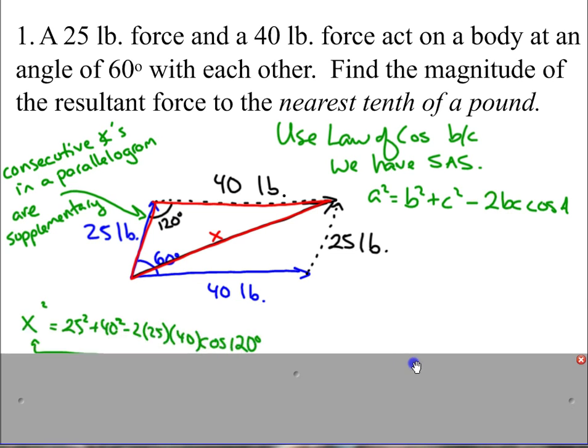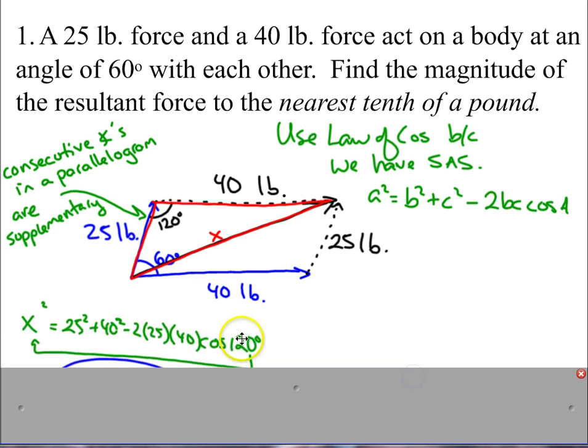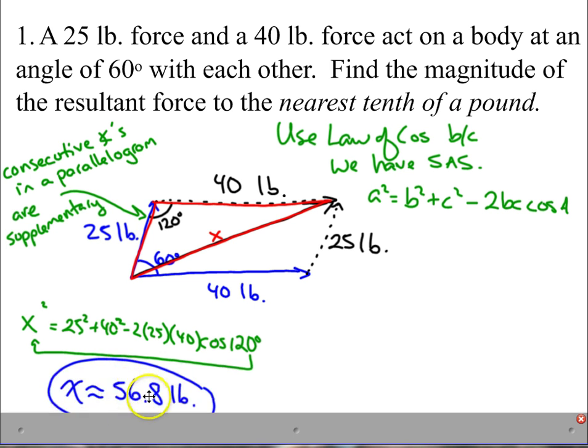Okay, so hopefully you subbed in all the information, lining up your angle 120 degrees with the unknown side. This is just an easy calculator problem. Once you've got it all set up, don't make it harder than it is. Put that all into the calculator, get your value, 56.8 pounds. Make sure you have your unit, make sure you rounded it appropriately, and then finally look at it and say, is that likely? Well, yeah, it seems reasonable.